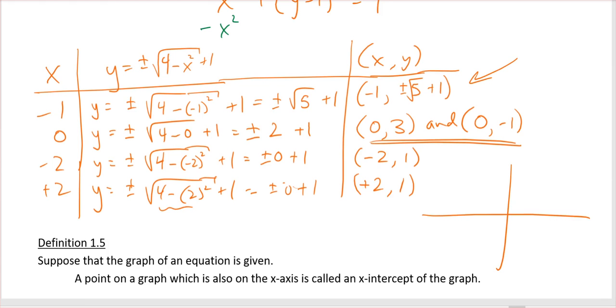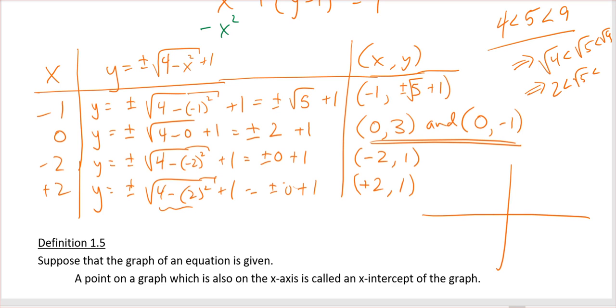do this, right? We know that 4 is less than 5, which is less than 9. These are the perfect squares that surround 5, right? So this fact implies that the square root of all these things have to be in order, right? So in turn, that says 2 less than square root of 5 less than 3. So we know that the square root of 5 is between 2 and 3, right? Okay, and we didn't have to use a calculator for that. How wonderful. Anyway, let's put these points on there.